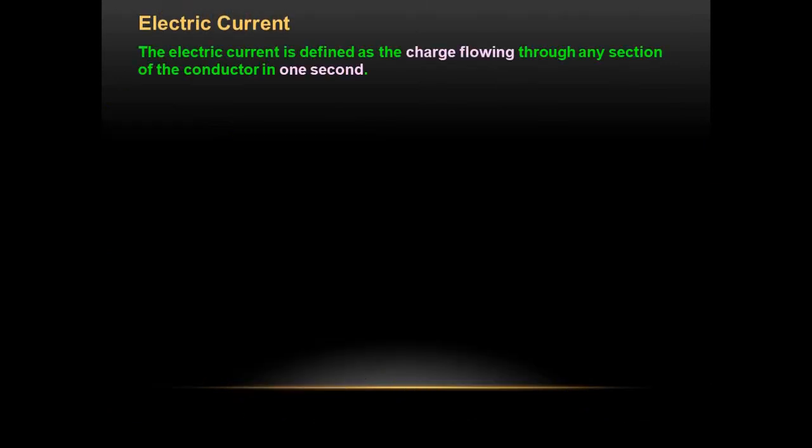Then what is electric current? The electric current is defined as the charge flowing through any section of a conductor in 1 second. Mathematically, we can write I equals Q by T, if the rate of flow of charge is steady.